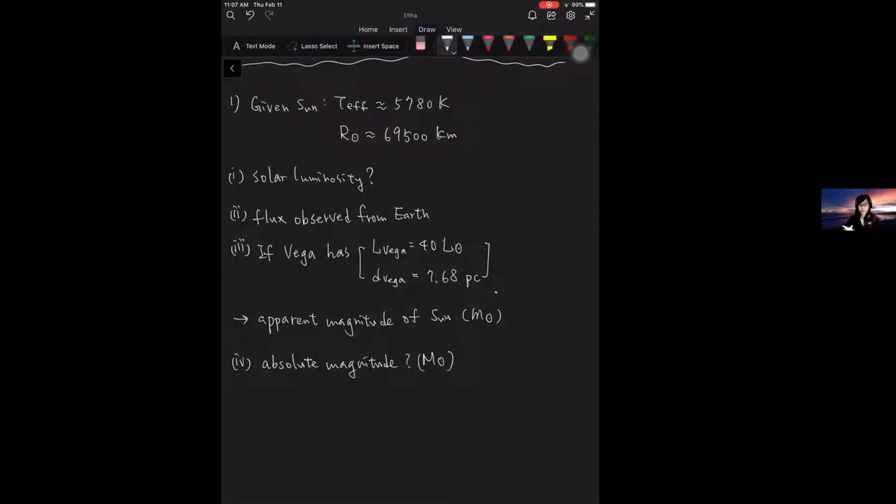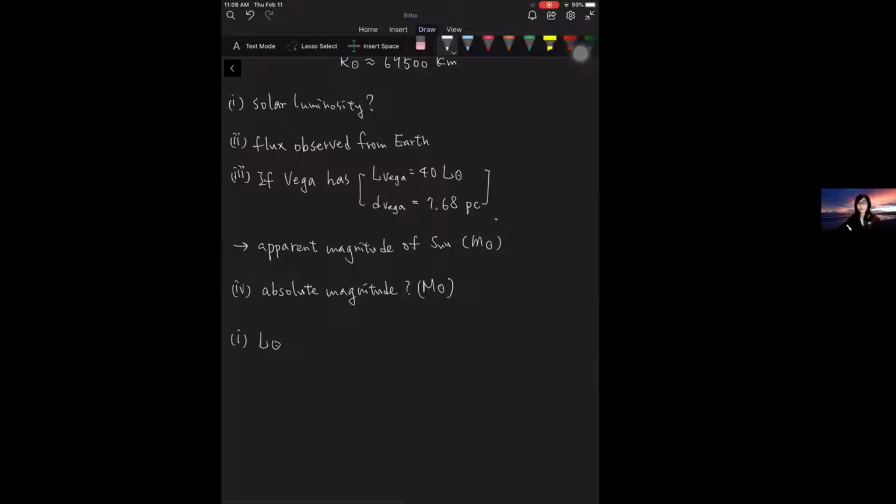So, okay. For the first part, we want to know the solar luminosity. So this is our target. And if we relate with the Stephan-Boltzmann relation, we can write I equals L over 4 pi r squared, and that would equal the Stephan-Boltzmann constant times the temperature to the fourth.